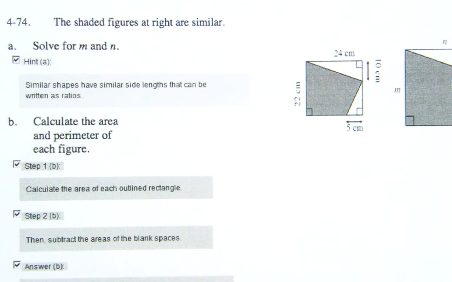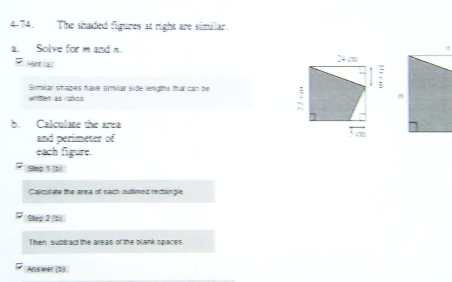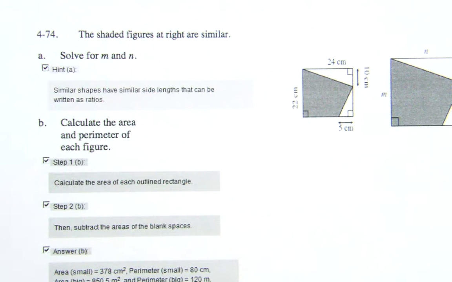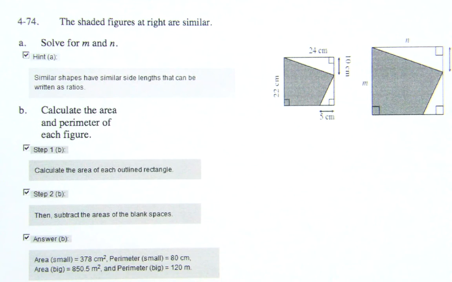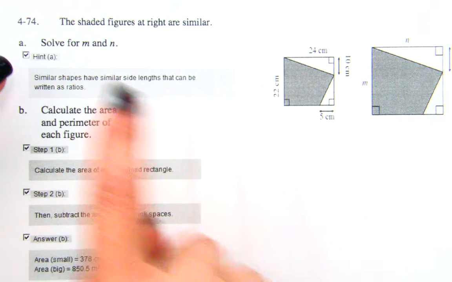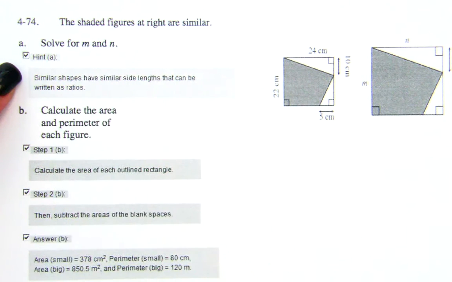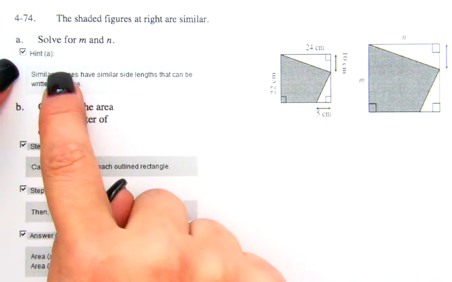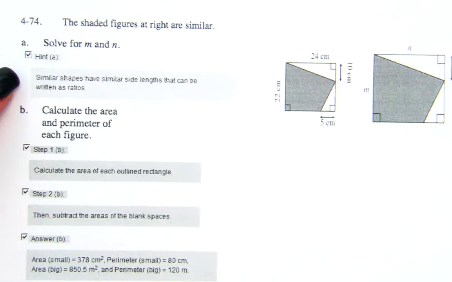Okay, so we're going to do 74 only in this video because it's not that it's long, it's just math involved. The shaded figures at the right are similar. So if that's true, solve for m and n. Well, not if it's true, it is true. The similar shapes have similar sides and lengths that can be written as ratios.